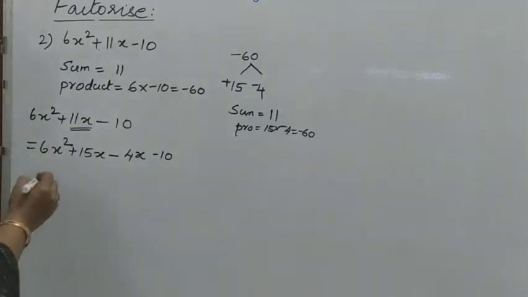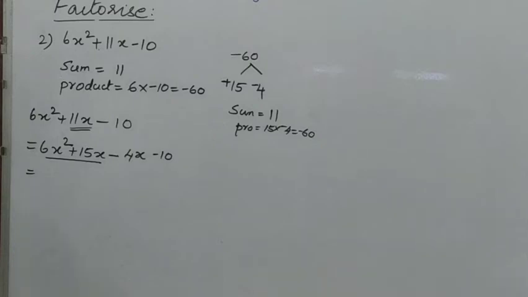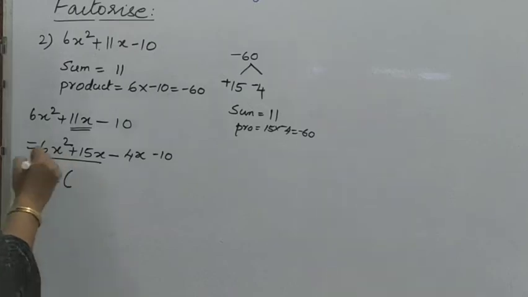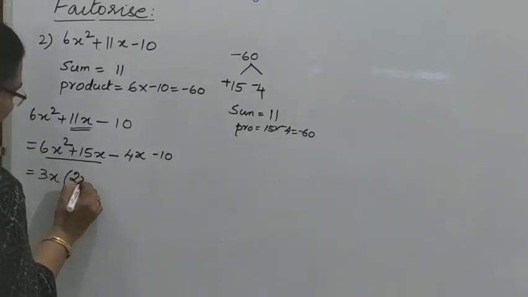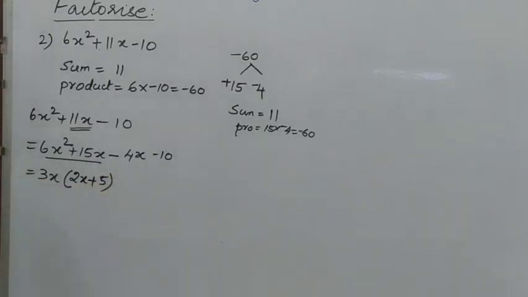Now we have to identify what are the common terms from this. We can take x as a common factor, x square and x can be common. Then 6 and 15, 3 is also common here. So we are writing 3x as the common factor. What is the remaining term? 2x plus 5. 3x into 2x plus 5.